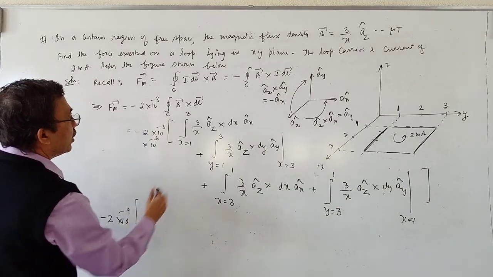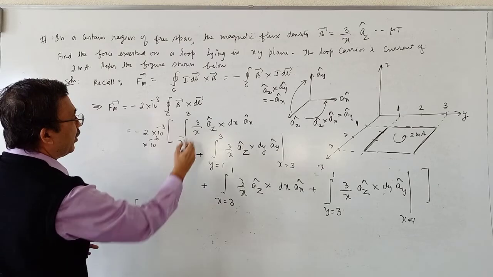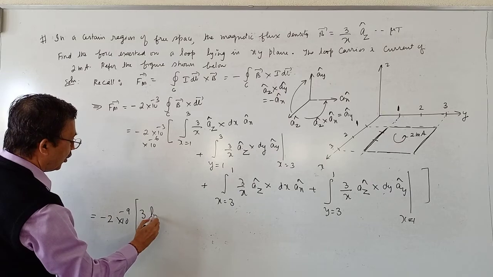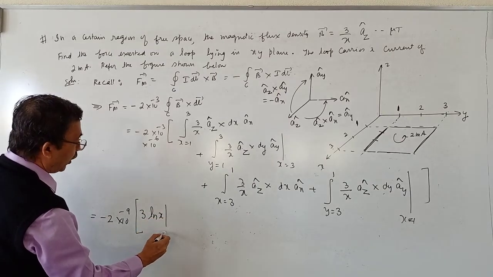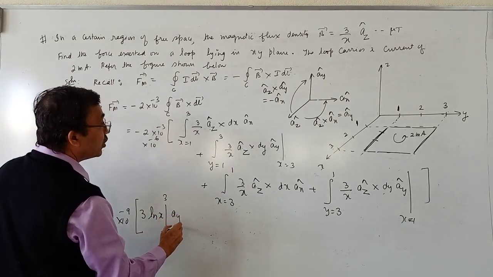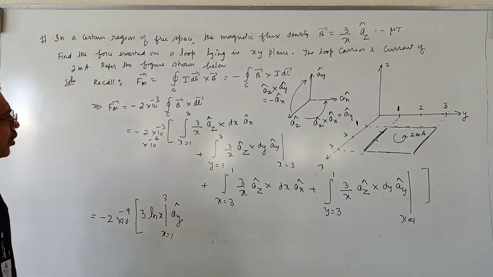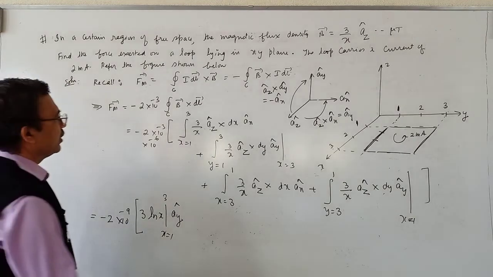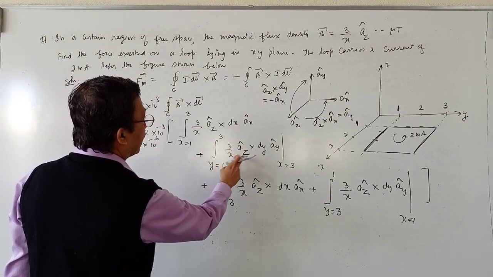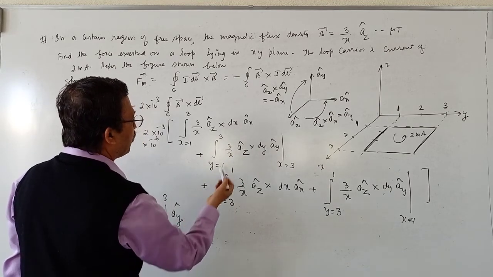So this is now 3 into Az cap cross Ax cap, which is Ay cap. If you integrate 3 by x, you get 3 times natural logarithm of x, where x takes values from 1 to 3, into Ay cap. Next, x is equal to 3, so this 3 gets offset. Correct? Az cap cross Ay cap is minus Ax cap.